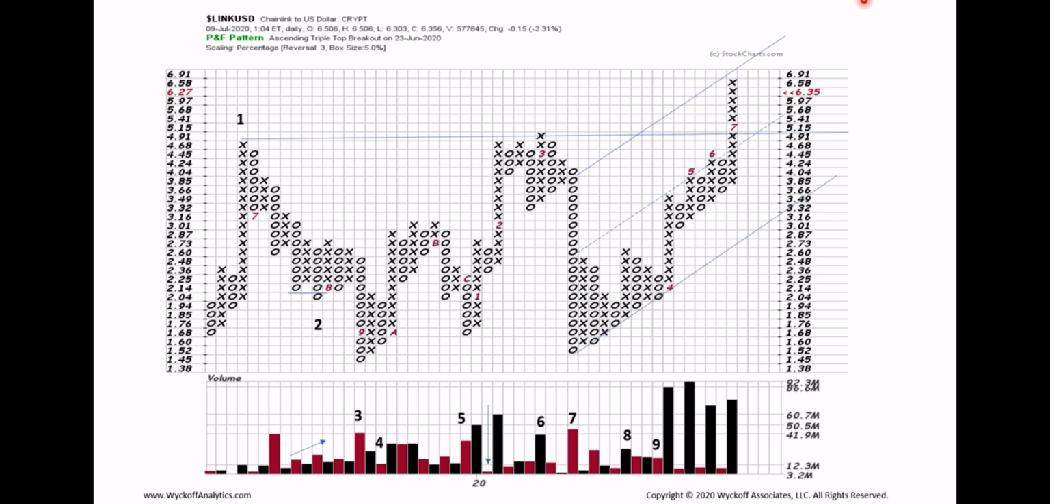So this is the PNF chart of the current consolidation. It's not updated because in today's price action we've seen that kind of supply bar. You can easily recreate this on stockcharts.com. In this case, I've used a logarithmic scaling. Three-box reversal, 5% scaling. Look at those wide swings from $1 to $5. And we are still in the consolidation.